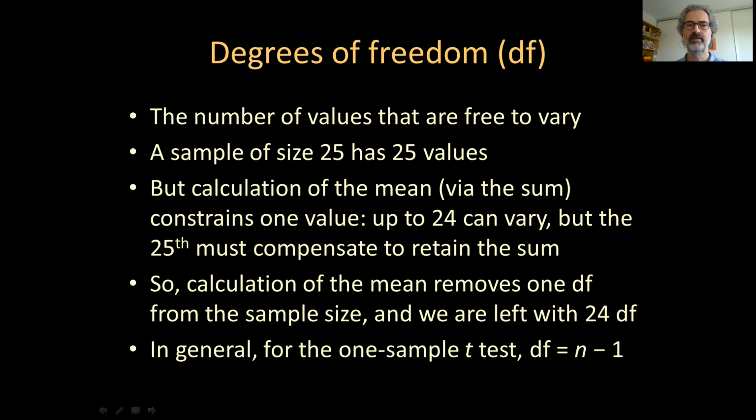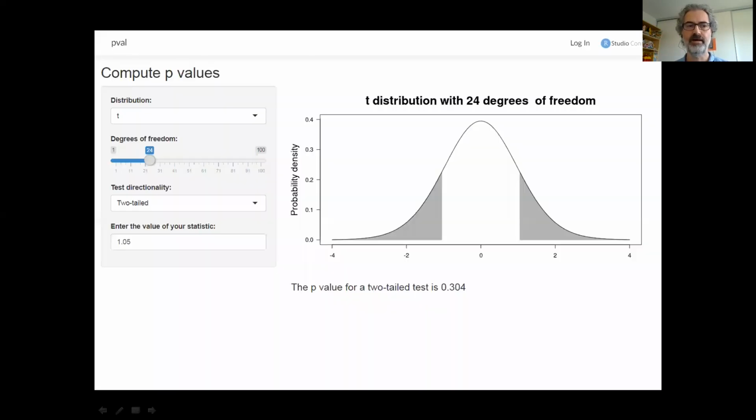In general, for the one sample t-test, where we need to calculate one mean, the number of degrees of freedom is n minus 1, so one less than the sample size. This is the general rule for the one sample t-test. So now we have all the information we need in order to look up the corresponding value.